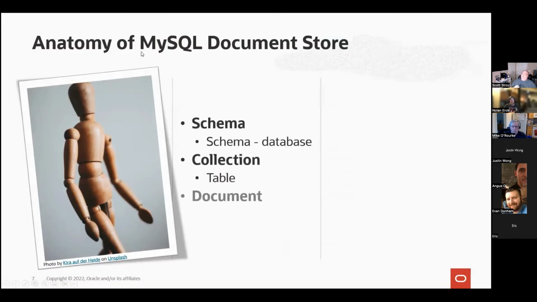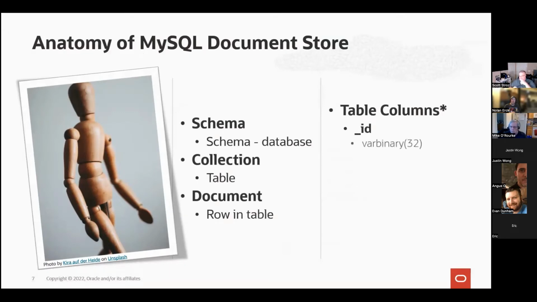So the anatomy of the MySQL Document Store, here we're talking about the nomenclature and what the table is made up of. In the nomenclature of MySQL Document Store, there is something called a schema, which in MySQL parlance relates to a schema or a database. In MySQL Document Store, we talk about a collection. In MySQL parlance, that would be the same thing as a table. And then a document would just be a row in that table.